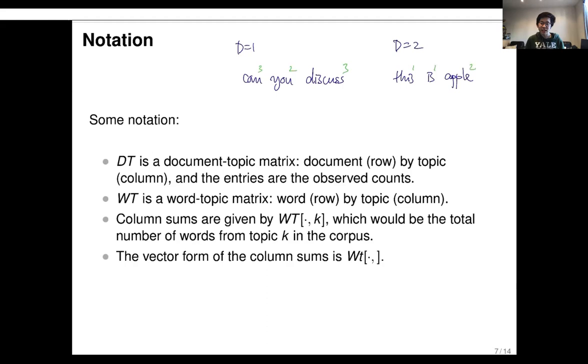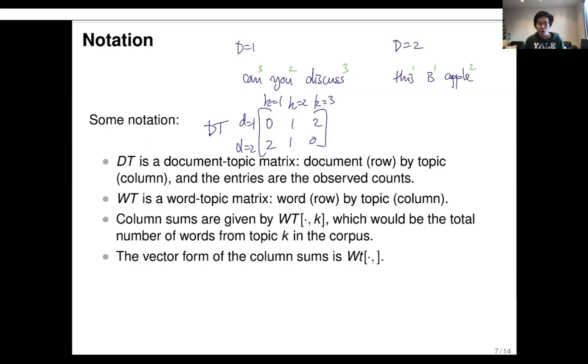What is actually going to be very helpful is to think about the document topic matrix and the word topic matrix, right? What is document topic? Basically, the document is the row, the topic is the column. So in this case, my DT would look like this: D equals one, D equals two, and K equals one, K equals two, K equals three. When D is one, I have 0, 1, 2. When D equals two, I have 2, 1, 0. Okay? That's literally it. That's what a document topic matrix is, and the word topic matrix is the same thing.